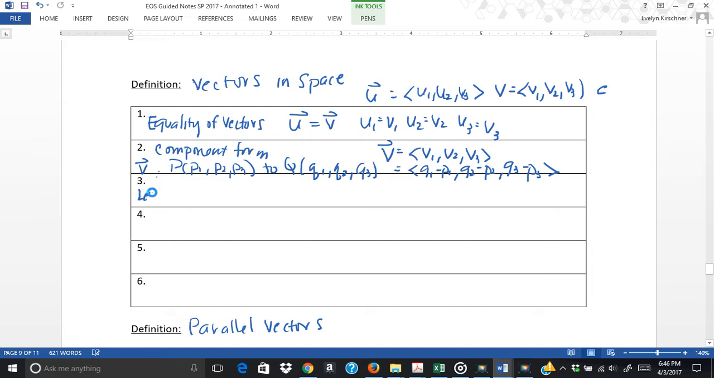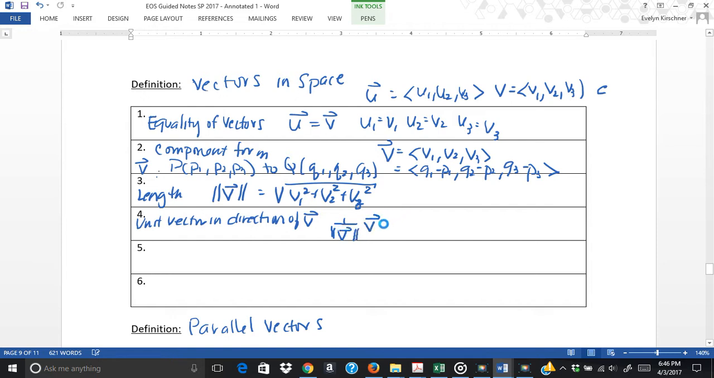I have a length. It's just my magnitude, so my magnitude of v, and it's the square root of each of the components squared. I have a unit vector, just like before, so I have a unit vector in the direction of v. And that's just going to be 1 over the magnitude of v times v, which equals 1 over the magnitude of v times v1, v2, v3. But v can't be 0, otherwise I can't divide by 0 for magnitude.